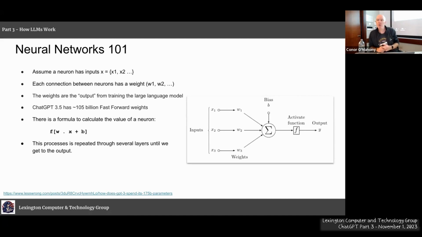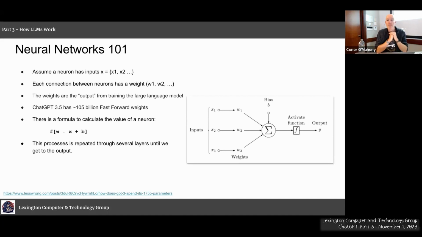But to give you an idea of the size of this neural network, I did a little bit of reverse engineering, and ChatGPT has about 105 billion weights. So it's a huge neural network. I don't know exactly how it is configured, how many layers there are, and how many nodes in each layer. But from a little bit of reverse engineering based on information that's out there, there are about 105 billion weights in this network. In other words, connections.